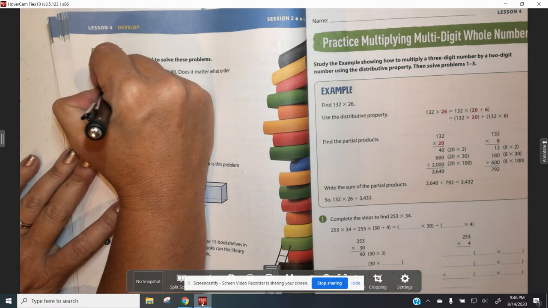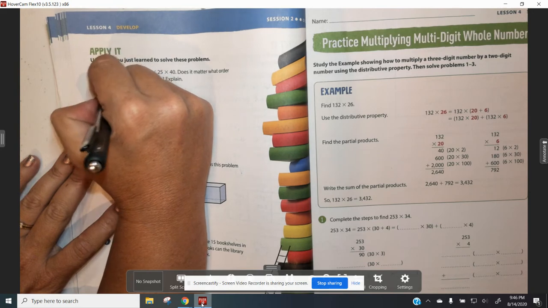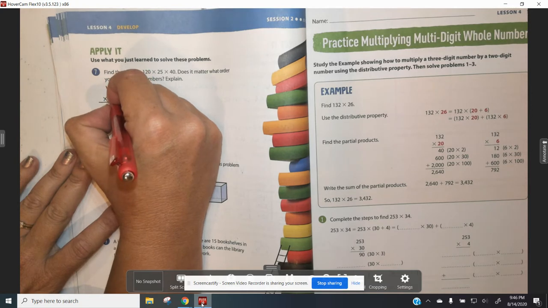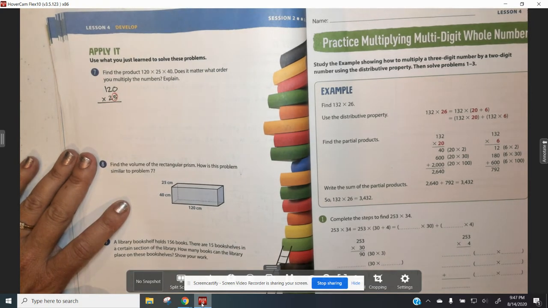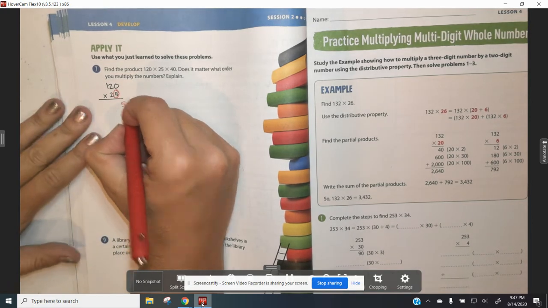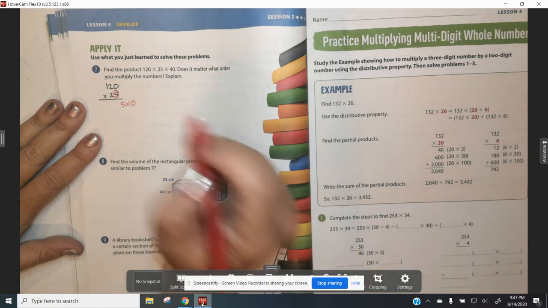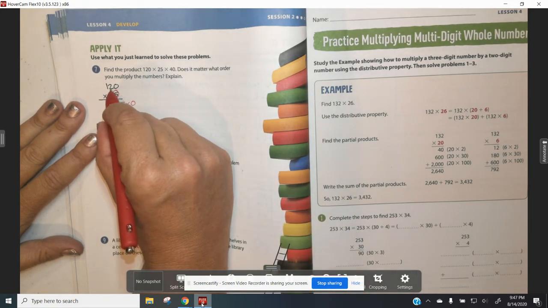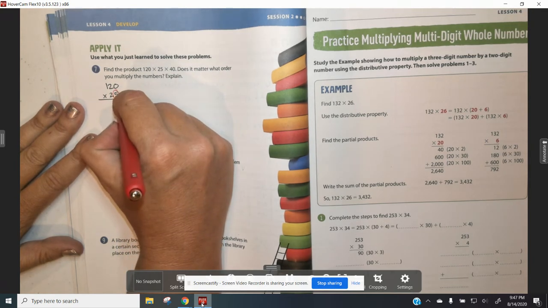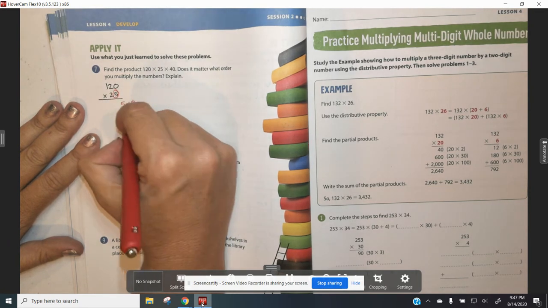To do that, if we're using partial products, I'm going to do it like this. I'm going to first deal with this 5 in the ones place. So my first partial product is going to be 5 times 0, because there's a 0 in the ones place. Then I'm going to do 5 times 20, because this 2 doesn't mean 2, it means 20. So you're going to do 5 times 20, then 5 times 100.